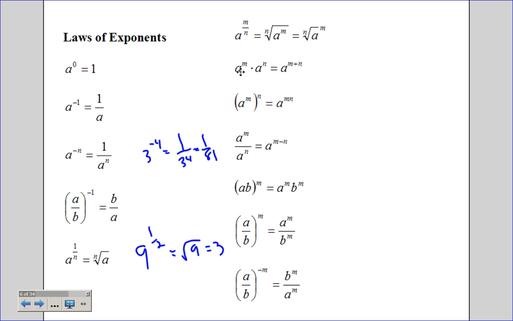Now when we're multiplying two variables with the same base, we add the exponents. If I take an exponent to another exponent, you multiply those two exponents. If I divide two bases that are the same with different exponents, I subtract m minus n. We can distribute the m to everything inside the parentheses, whether it looks like this or whether it looks like this. And that negative just flips over the fraction.